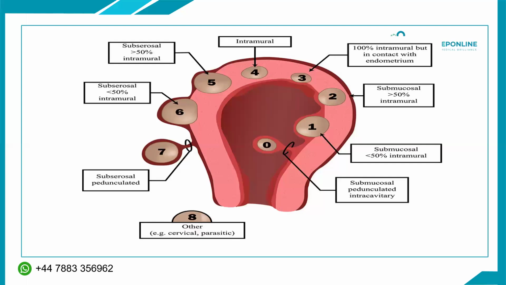5 is when you have a subserosal tumor, but almost more than 50% is still inside the myometrium. So it is more than 50% intramural. 6 is when you have a subserosal tumor, but less than 50% of it is intramural. 7 is when you have a subserosal tumor, which is pedunculated, right? So completely subserosal, not in contact with the myometrium or the endometrium. And type 8 is when you have cervical or parasitic tumors.